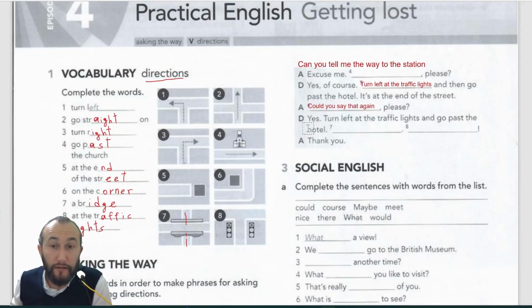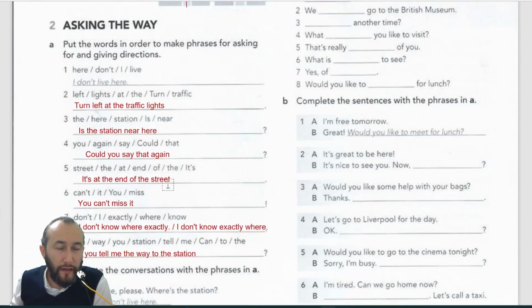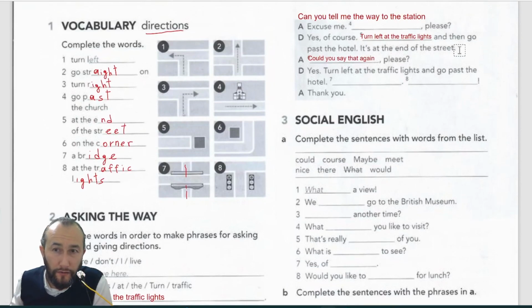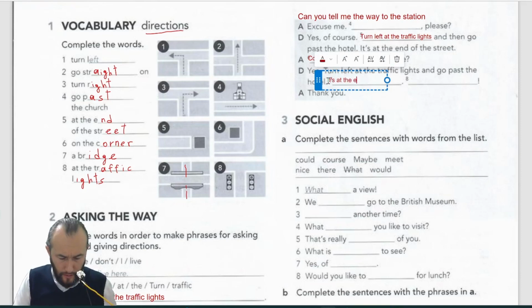And then D says, yes, turn left at the traffic lights and go past the hotel. And then number 5, it's at the end of the street. We're going to write here, it's at the end of the street. So it will be the same again.